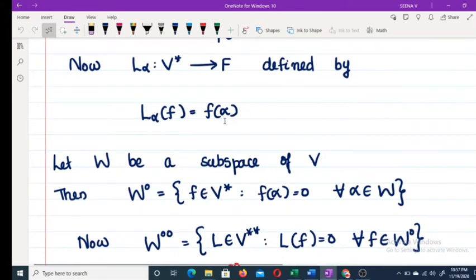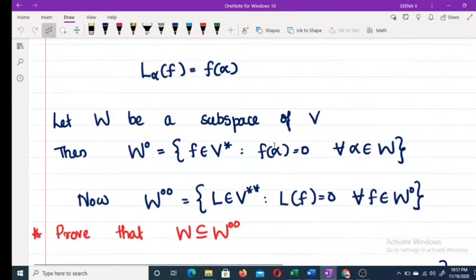Now let W be a subspace of V. Then W naught is equal to the set of all f belongs to V star such that f of alpha equal to 0 for every alpha belongs to W. This is our definition of W naught.